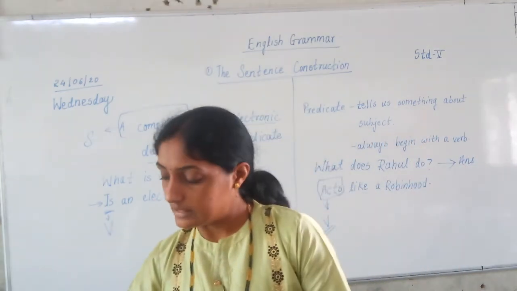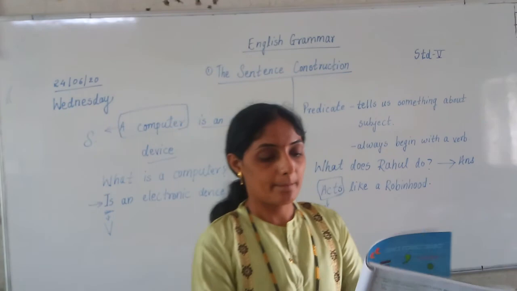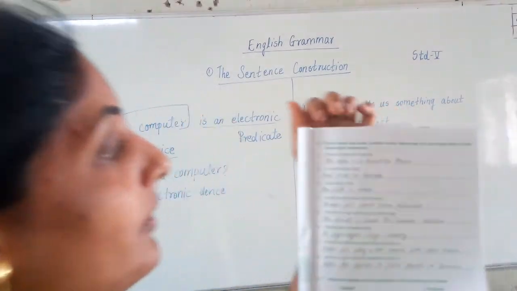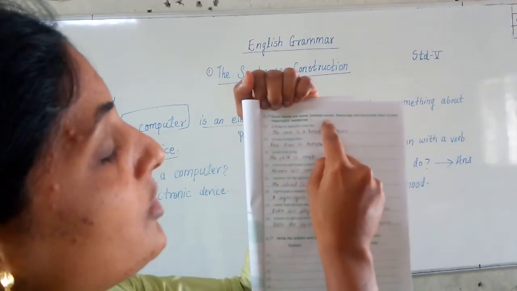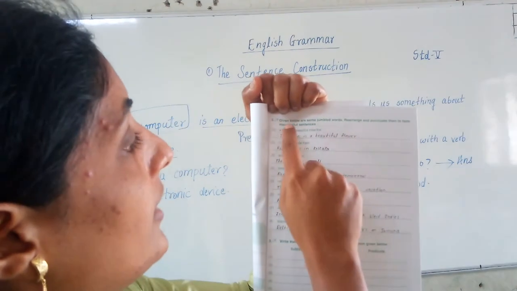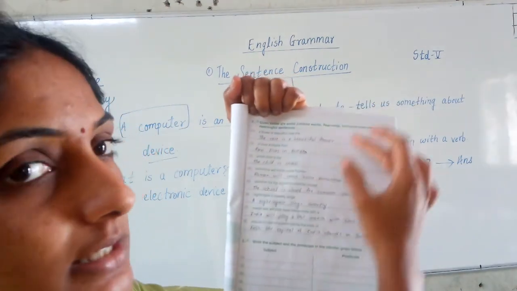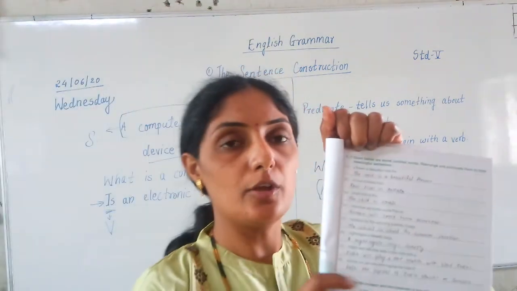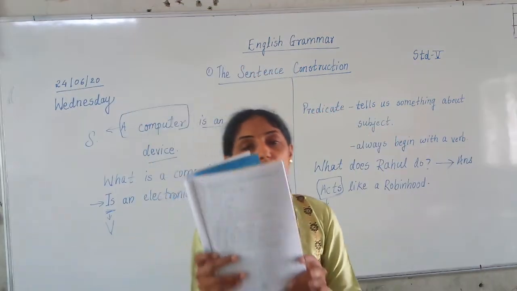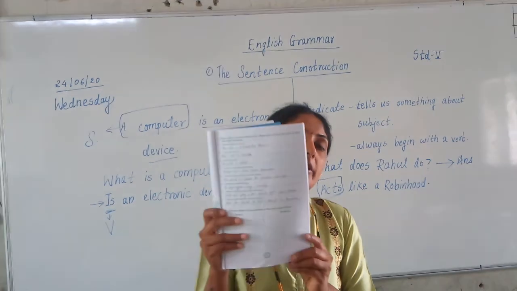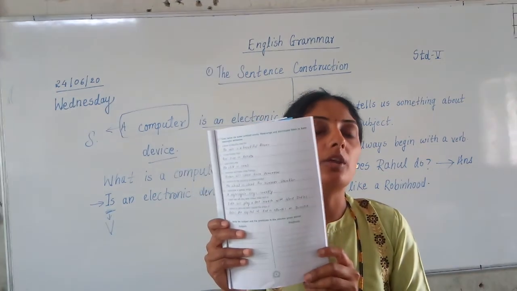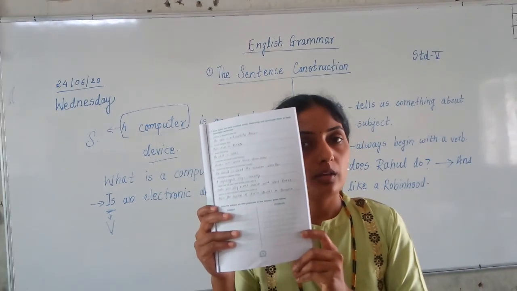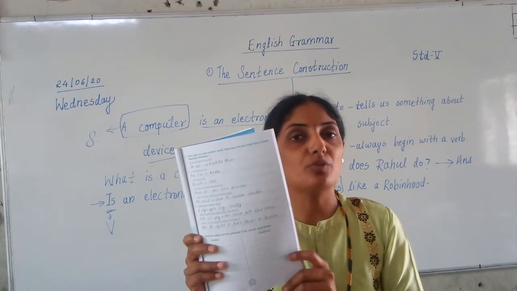Now, in the lesson, examples are given here. Given below are some jumbled words. Rearrange and punctuate them to form meaningful sentences. This part of the lesson I will send you tomorrow. Okay? In tomorrow's period we will take it. And when we complete this, you will have to write it down in your English grammar notebook. Okay? Thank you for today.